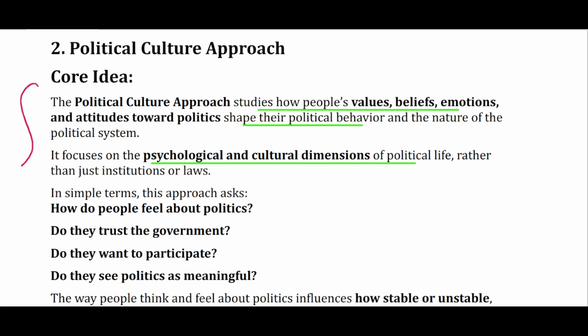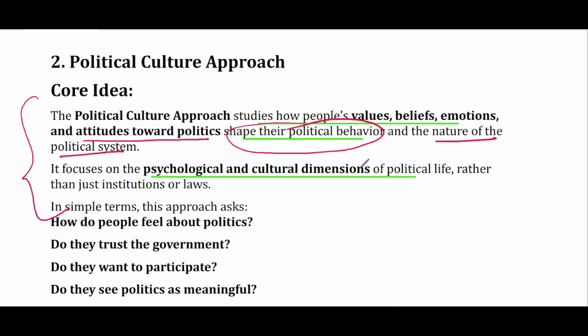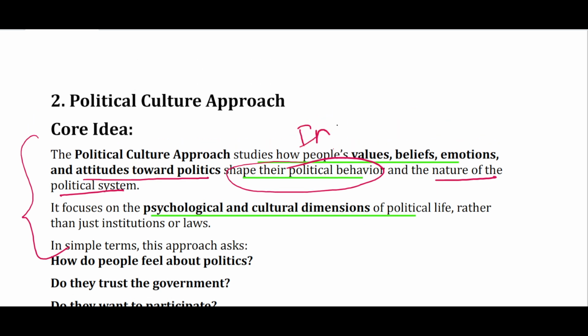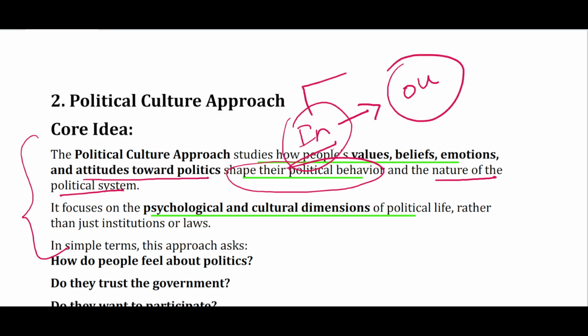So this approach studies how people's values, beliefs, emotions and attitudes towards politics shape their political behavior and ultimately the nature of the political system. So again, we are in the arena of comparative politics. Comparative politics means we are studying the input to get the output. So we are studying the relationship, how certain inputs led to certain outputs or outcomes.